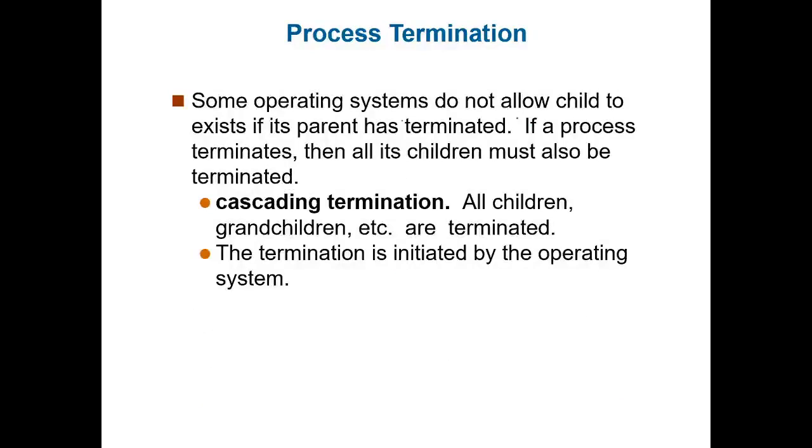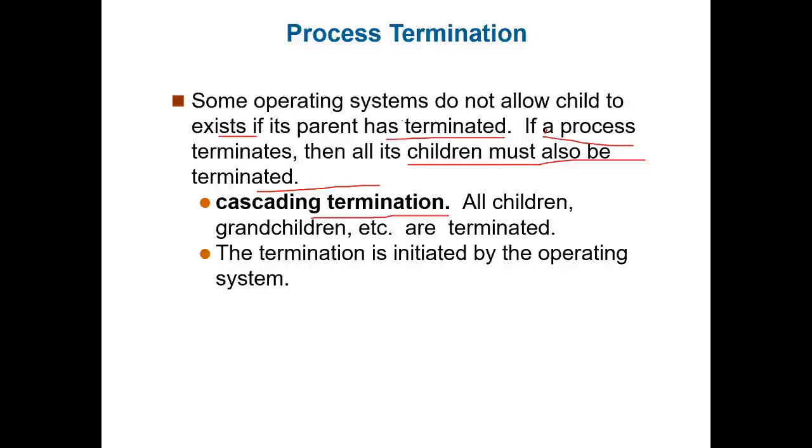Some operating systems do not allow a child to exist if its parent has terminated. A parent process can create its child processes, but when the parent process finishes its execution and terminates, its child processes will also be terminated. Without the parent process, the operating system does not allow the child to remain in the system. So if a process terminates, then all its children must also be terminated.